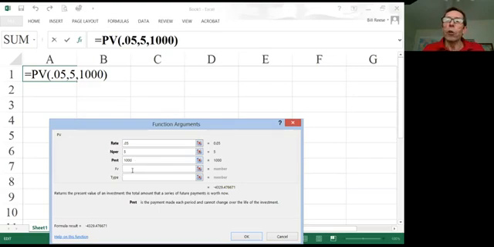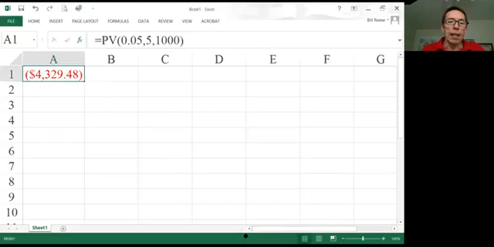So future value we leave blank because there's nothing in the future in addition to these 5 payments of $1,000. So 5 times there's going to be $1,000, then nothing else on top of that. Type, we haven't learned about what that is yet. So we're going to hit OK. And the answer is $4,329.48.